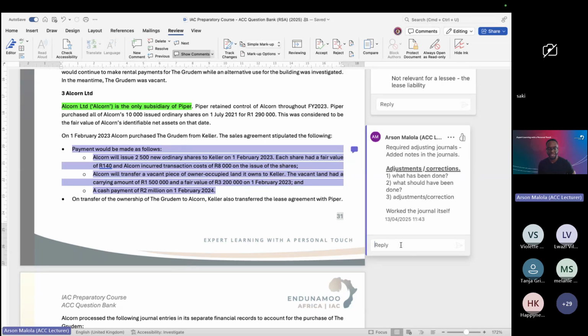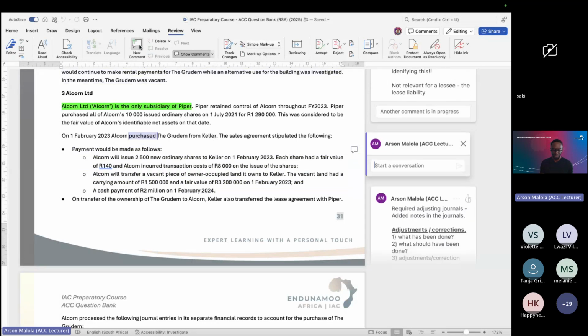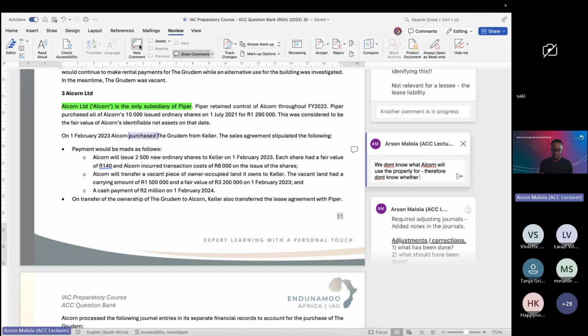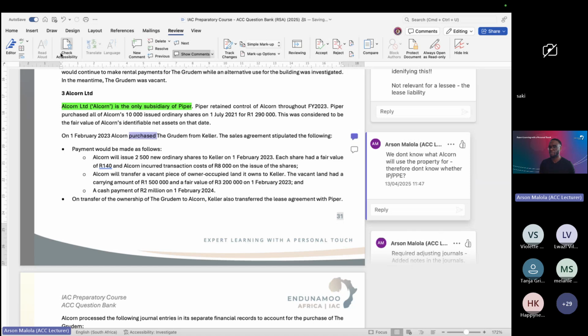And the reason why I'm saying investment property / PPE is because I don't know what Alcorn is going to use the property for, right? We don't know what Alcorn will use the property for. Therefore, we don't know whether it's investment property or PPE. So I guess the first question that I have in my mind is, so what? Does it matter whether it's investment property or PPE?